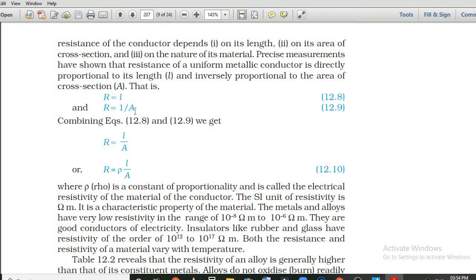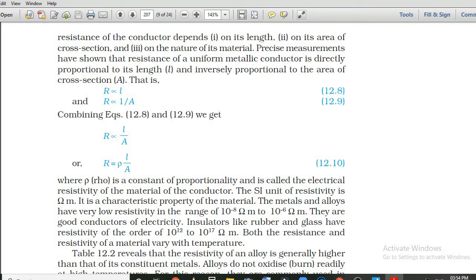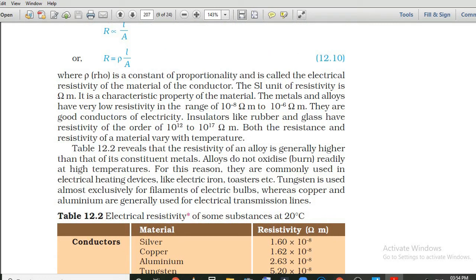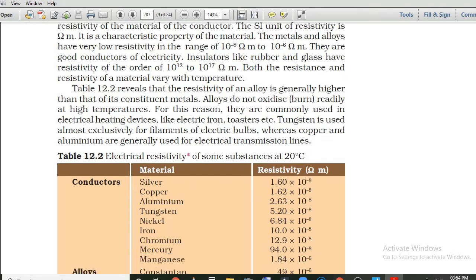Then the other factors are length and area of cross section. R is proportional to L, R is proportional to 1 by A, or R is inversely proportional to A. If we write them together, we get R is equal to rho L divided by A. We already studied all these things. Therefore, by rearranging, we can write rho is equal to R A by L.